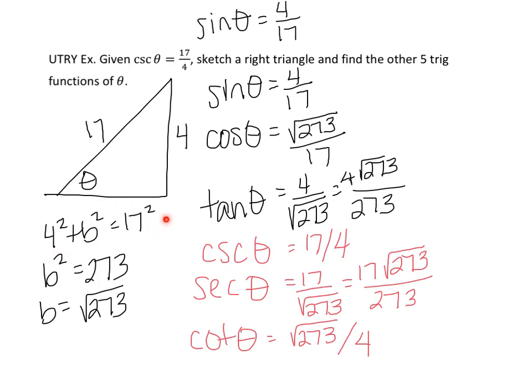Pythagorean theorem, or first cosecant theta. I know that's the reciprocal of sine theta. So if I flip it over, I know my sine is 4/17, which is my opposite and my hypotenuse. So I need to solve for the missing side, square root of 273. And then it's all the same again. Sine is opposite over hypotenuse, cosine adjacent over hypotenuse, tangent opposite over adjacent rationalized, and then of course your reciprocals.